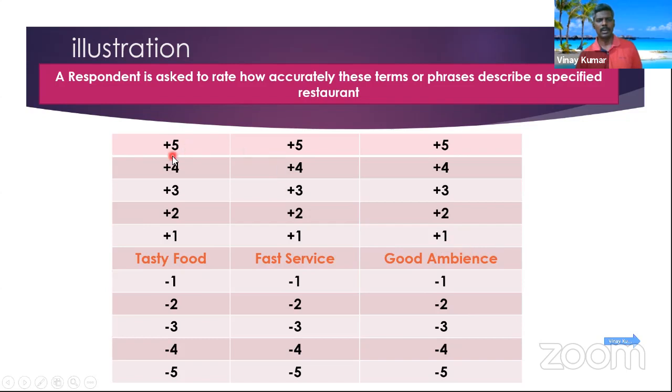And here the customer or respondent is asked to select from these positive and negative numbers which are assigned to measure the customer attitude on tasty food, fast service, or good ambience. On the whole, this captures his attitude on the quality of the restaurant.